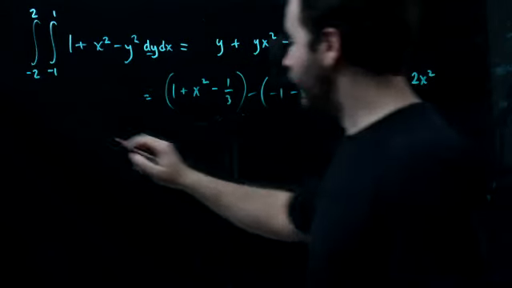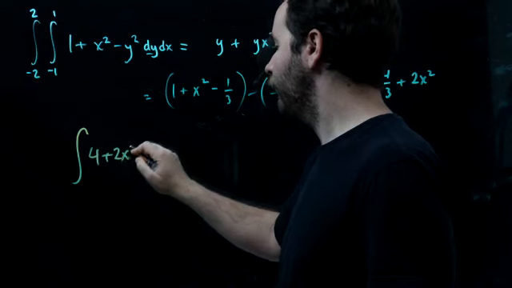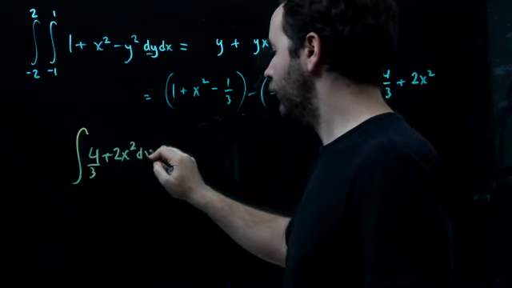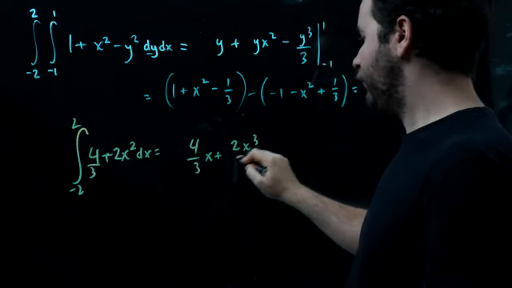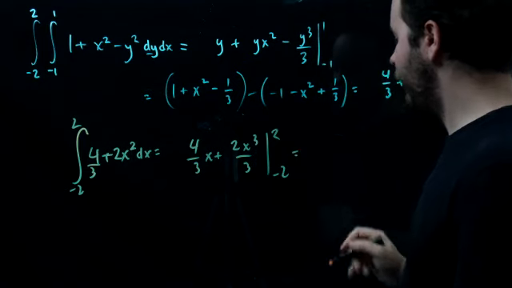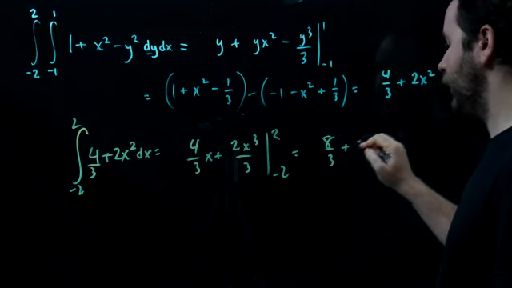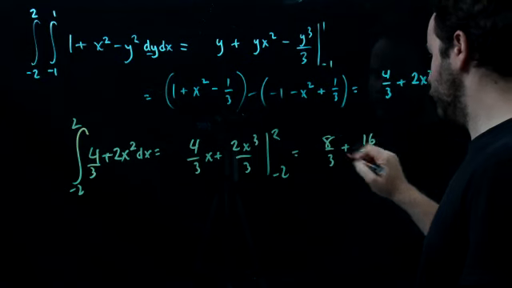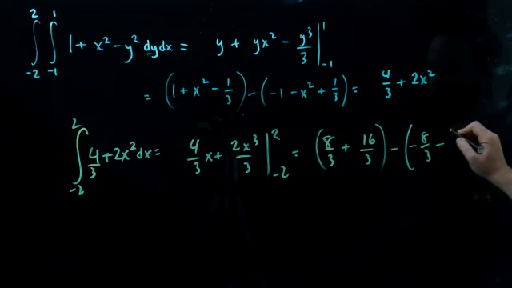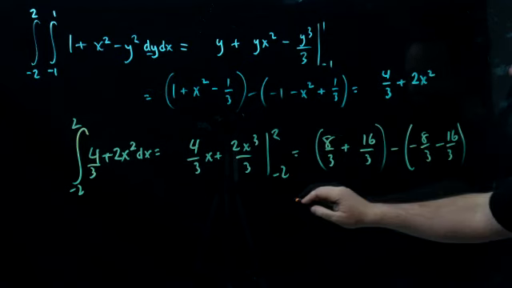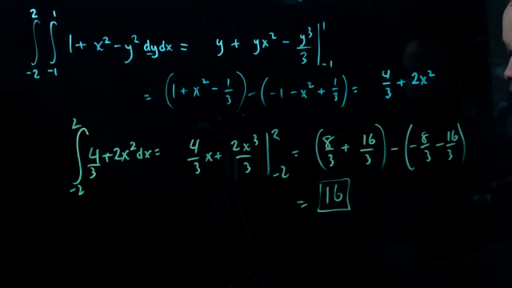Okay. Now we're going to integrate that from where to where? -2 to 2. Very good. When I integrate this, I get 4/3 x plus 2x cubed over 3. I'm going to plug in 2, -2, and find the difference. When I plug in 2, I get 8/3 plus 16/3, and then minus -8/3 minus 16/3, for an answer, I think, of 16. Good? I'm trusting you on that one, sure.